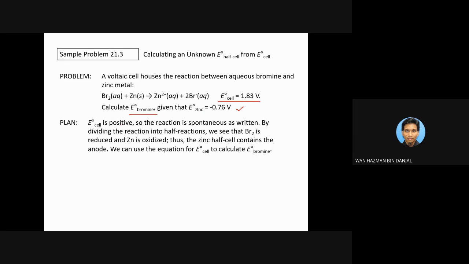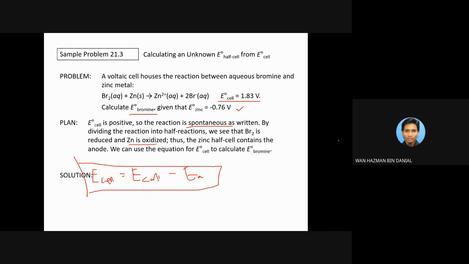E naught cell is positive, so the reaction is spontaneous. By dividing the reaction into half reactions, we see that bromine is reduced and zinc is oxidized. Thus the zinc half cell contains the anode. So we can use the equation for E naught cell to calculate bromine. Actually, the question wants us to identify the anode and cathode. Once you have identified them, you can use the formula: E cell equals E cathode minus E anode.